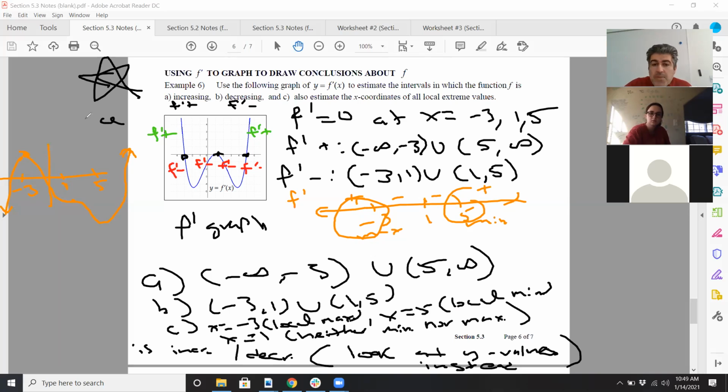But yeah, that's kind of what's happening here. Another thing that's kind of interesting that you can look at: what if I did draw tangent lines here? What if I drew a tangent line right here, and right here, and right here, and right here?